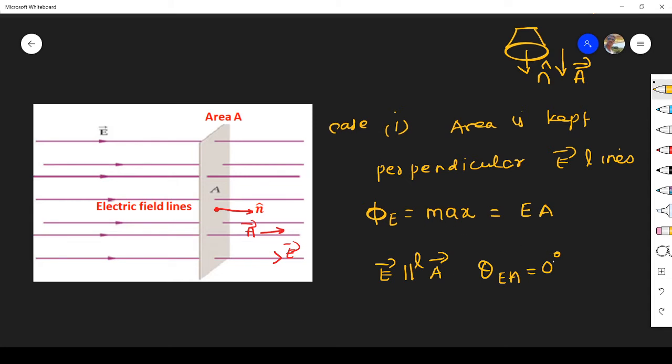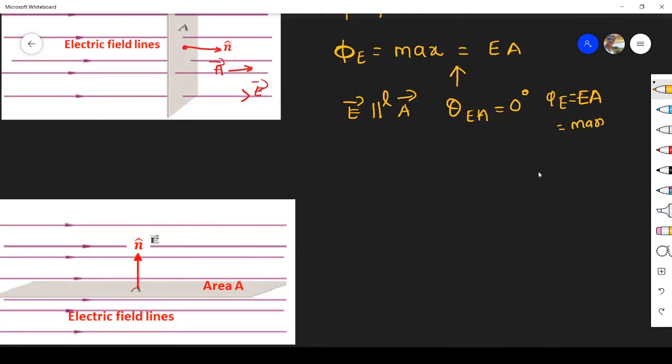Right? So what is the flux? Maximum flux. So Φ_E maximum is equal to EA. That is the maximum. This is case 1. Now we go to case 2.